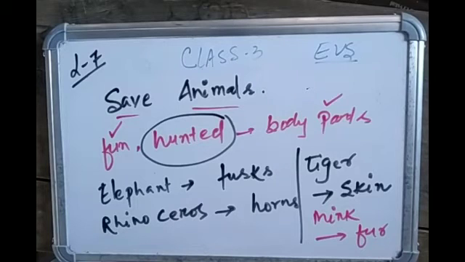Rhinoceros horns. Then tiger is hunted for skin. Mink is hunted for fur.